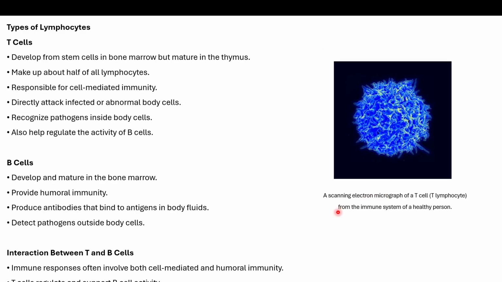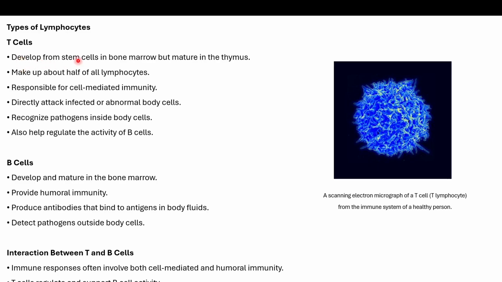Now, this is again a scanning electron micrograph of a T cell, a T lymphocyte from the immune system of a healthy person. This is how a T lymphocyte looks. And there are two major types: one is the T cell, the other is the B cell.